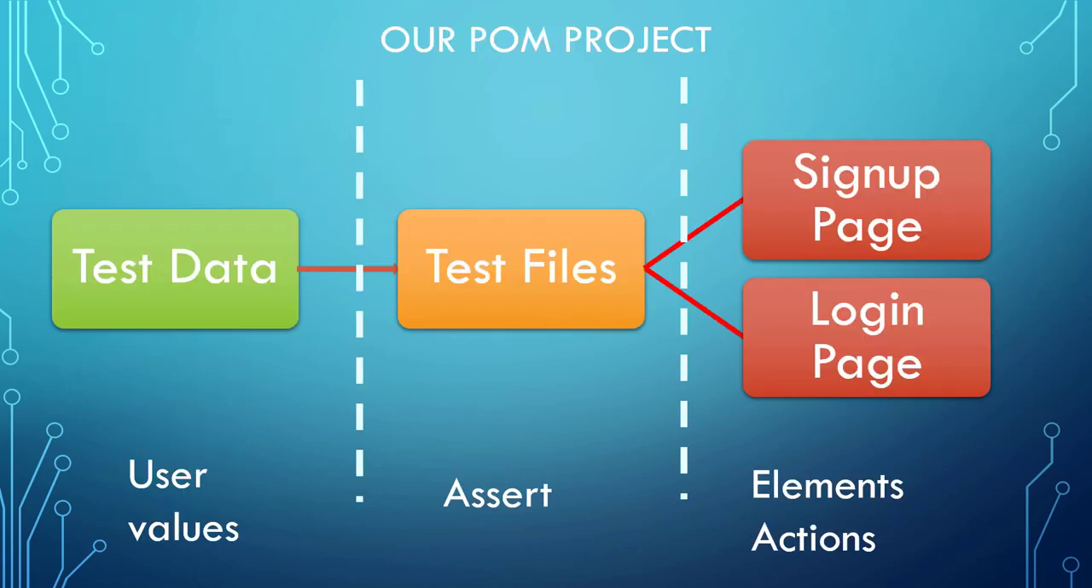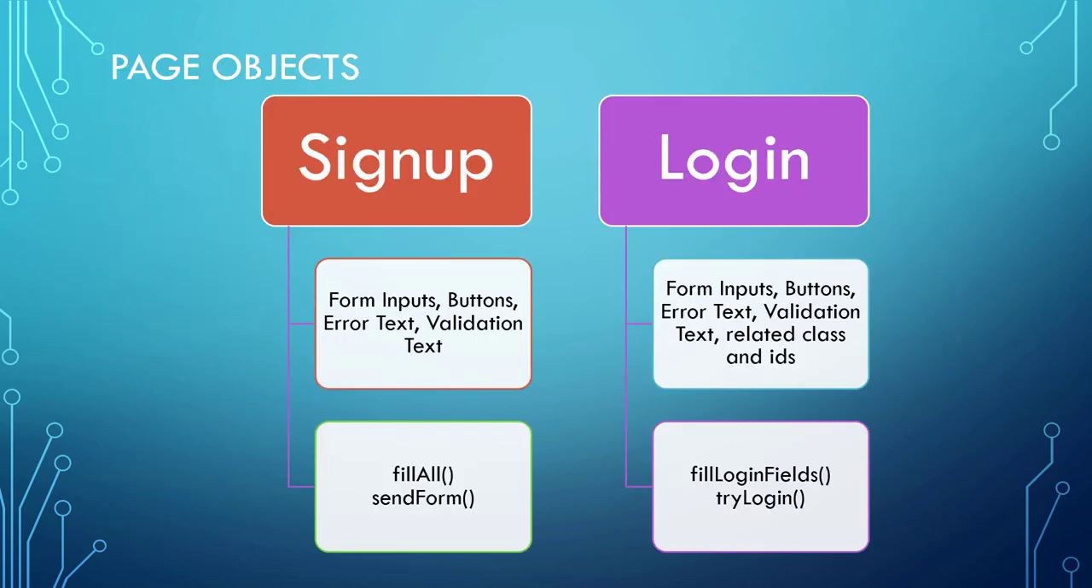This is the main structure of our project. We will create page object classes and test data. In the test files, we are going to create our test suites and make assertions. In the sign-up page object class, we will have fields for form inputs, submit button, error text, and validation text on our web page. We will also have two methods. In the login page object class, we will have fields for form inputs, buttons, error text, validation text, related class and other locators. The login page will have two methods too.